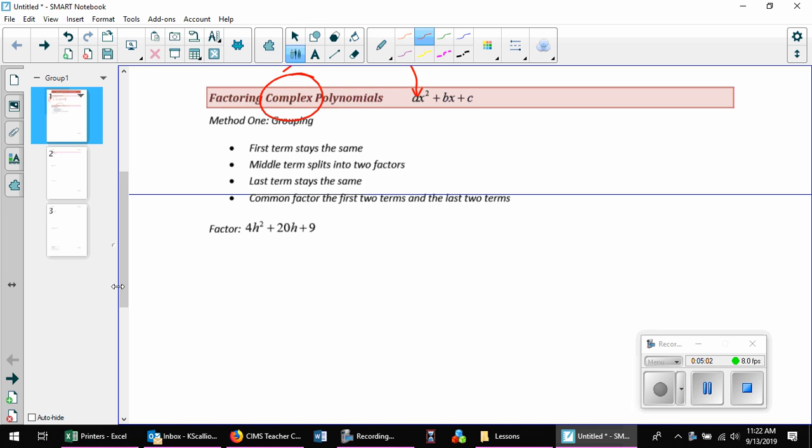Okay, so the first thing I want you to do is take the front number and multiply it by the back number.